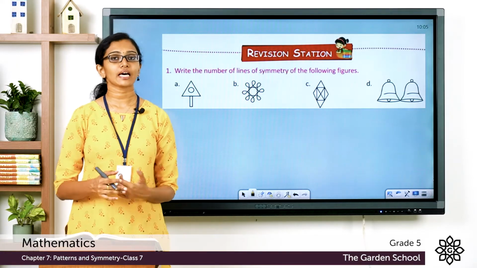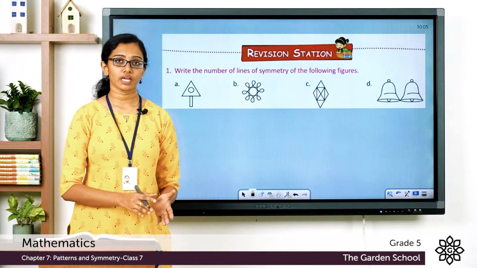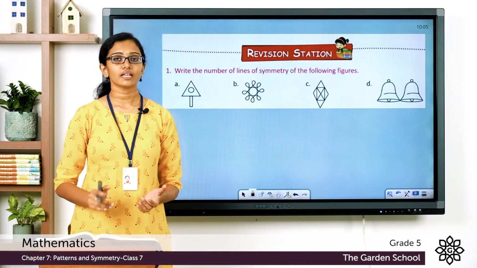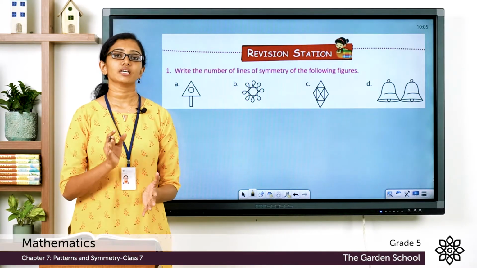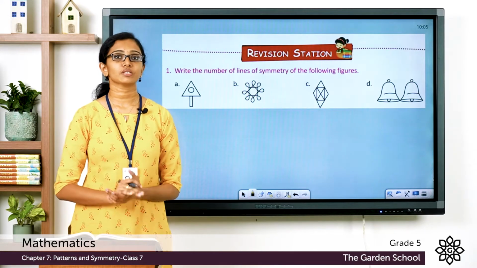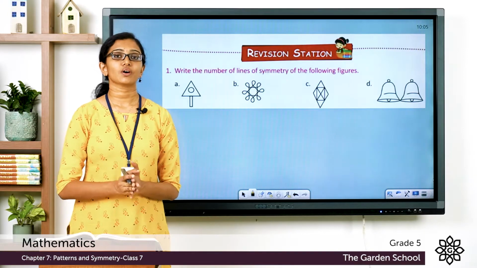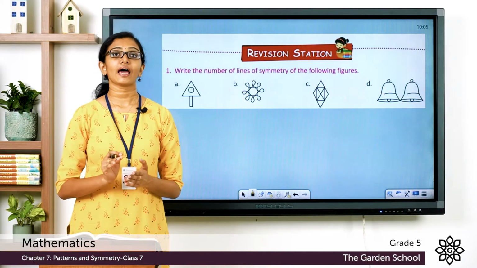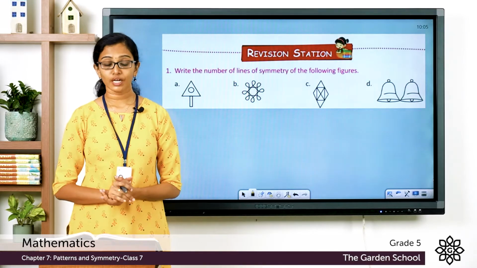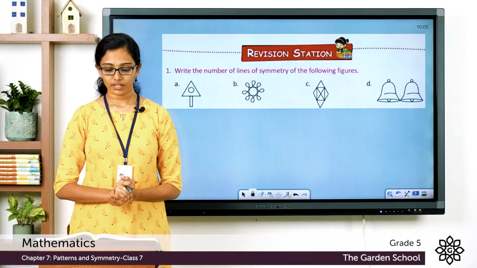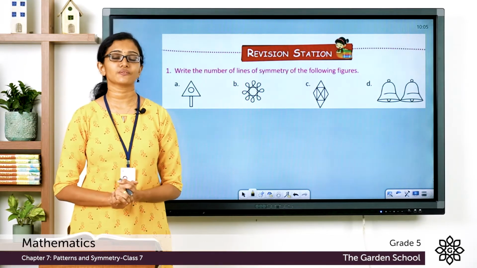So what do you mean by a line of symmetry? When you can fold or divide a shape or an object along a line into identical halves, you call that image as symmetrical, or the shape is symmetrical, and that line which divides it into identical halves is called the line of symmetry or axis of symmetry or the mirror line. Now you can see a set of 4 images here. You're asked to find out how many lines of symmetry are possible in each of these figures.